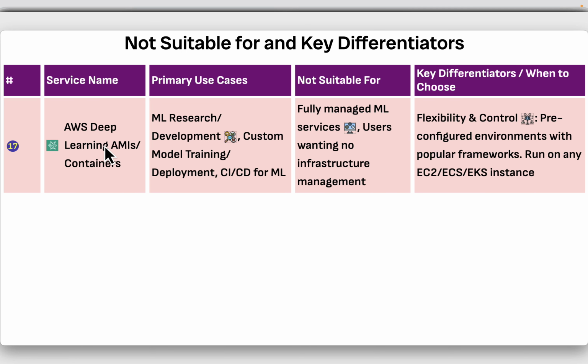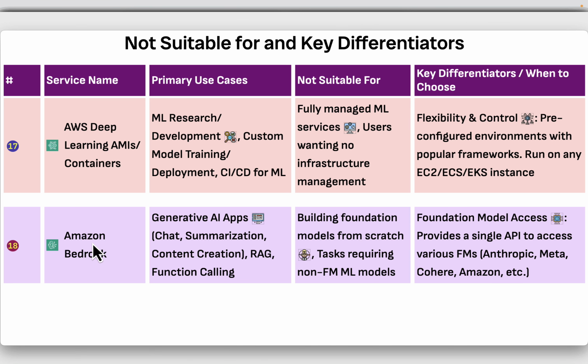Next service is AWS Deep Learning AMIs, Amazon Machine Images, or the containers, Docker containers. So primary use cases are ML research and development, custom model training and deployment, and CI/CD for machine learning. This is not suitable for fully managed ML services or users wanting no infrastructure management, because it's more developer oriented. Key differentiators and when to choose: when you want flexibility and control, pre-configured environments with popular frameworks, and it can run on any EC2, ECS, or EKS instance.